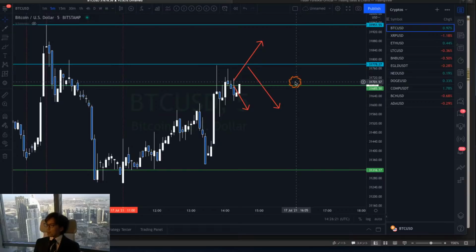Let's see. Ahmed says, how do you calculate the lot sizing? Are you using some tools for that? Yes, there is a lot sizing calculator on BabyPips, and also myfxbook.com offers a lot calculator, and that's what I simply use. I also use a mobile app to calculate the lot sizing. I don't calculate all the time by hand, writing it out. I never do that. I use these tools to calculate the lot sizings.